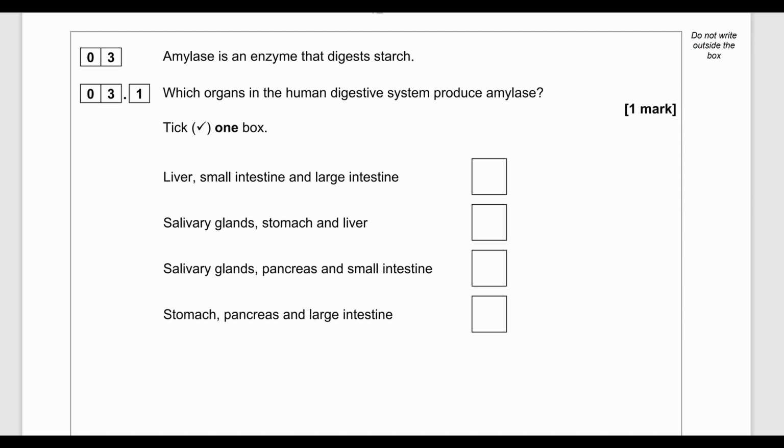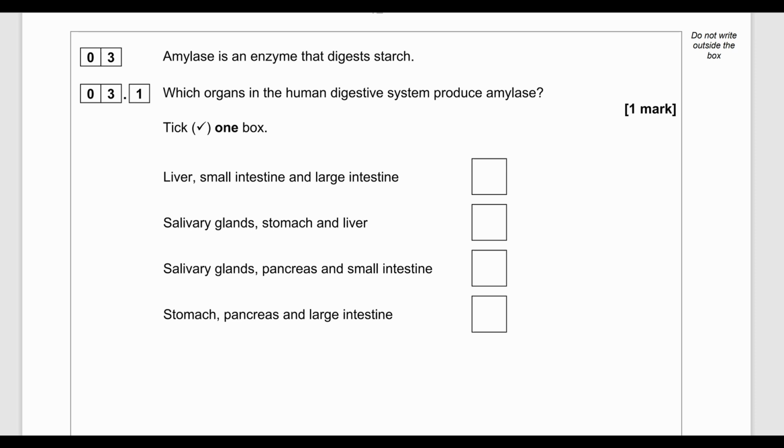Question 3. Amylase is an enzyme that digests starch. 3.1. Which organs in the human digestive system produce amylase? Tick one box. So let's remind ourselves about enzymes and the locations of production. We've got to look through our options here and figure out which ones don't apply, and it can help us narrow down our answer.